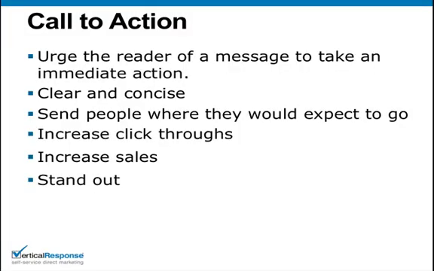So, call to action. I hinted at this earlier, but we're going to talk about it a little bit more now. A call to action is basically what it is you want your readers to do when they're reading your email. So if you want them to go to your website and make a purchase, if you want them to sign up for an event that you're holding, if you want them to make a donation to your organization, whatever you're trying to get people to do, you can do that with a call to action.